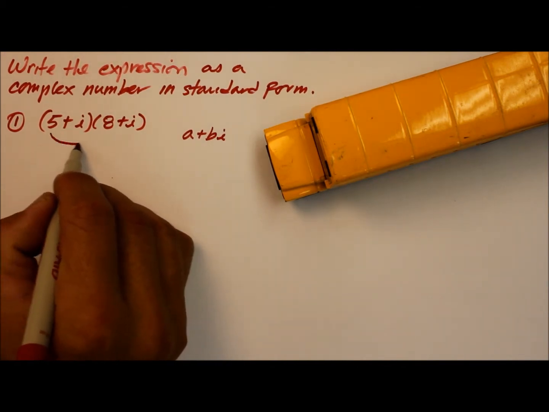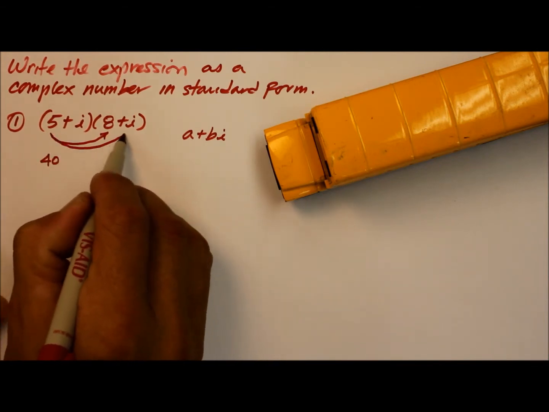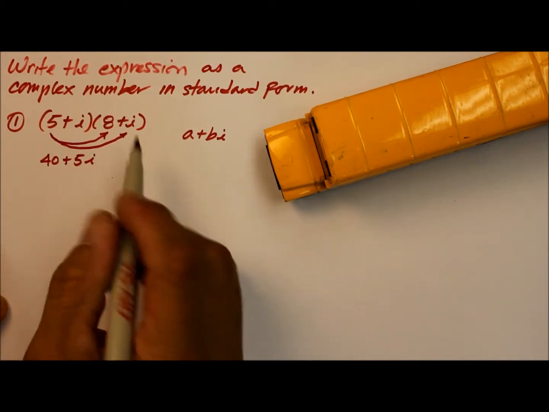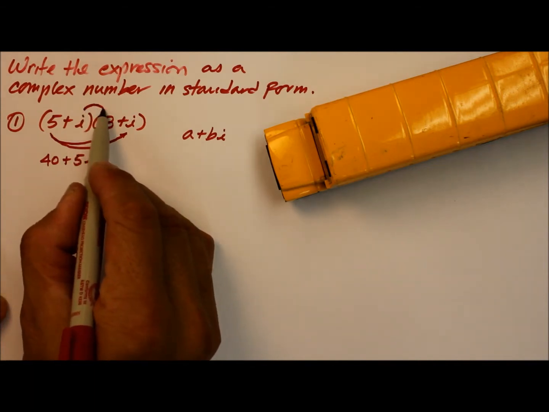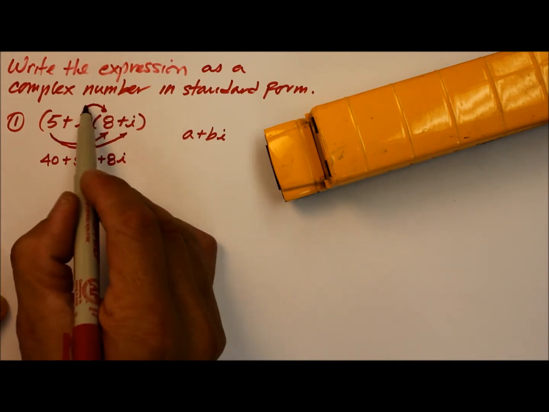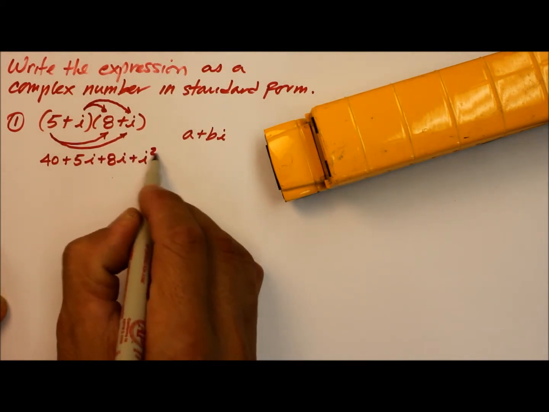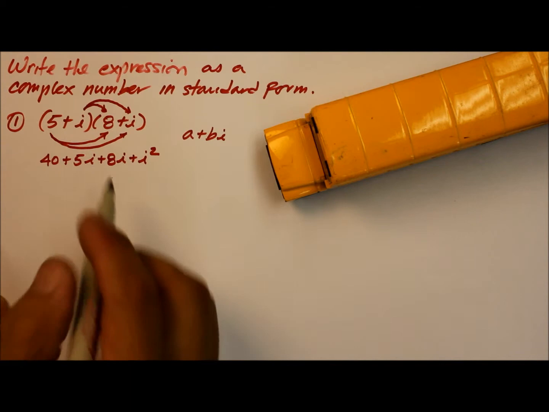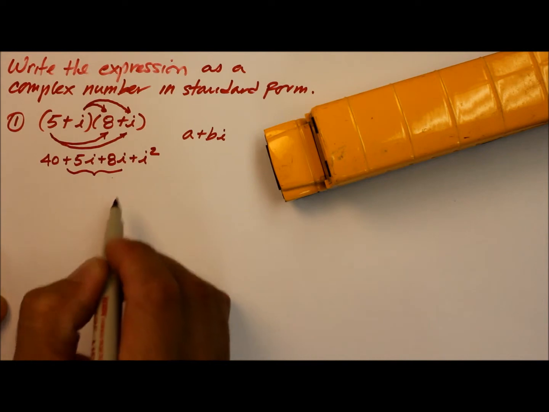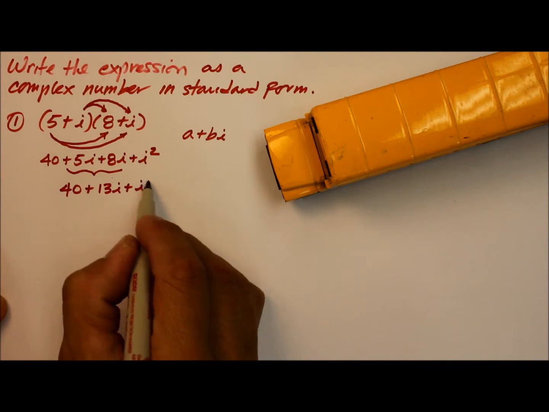We go 5 times 8, which is 40. Then we go 5 times i, which is 5i. Then, of course, the inside values, i times 8, with the coefficient first, 8i. And then finally the last terms of the two binomials, i times i, which is i squared. Anytime you do a distributive property of two binomials, or the FOIL method, you have to combine the middle terms together. So we get 40 plus 13i plus the i squared.